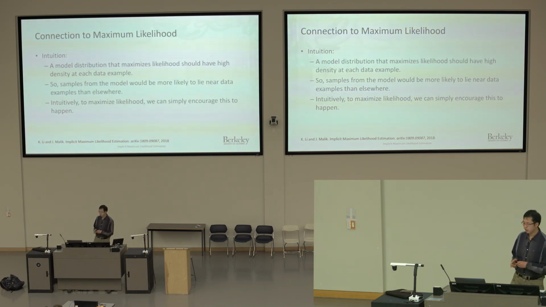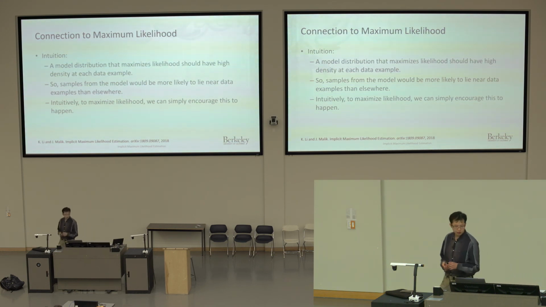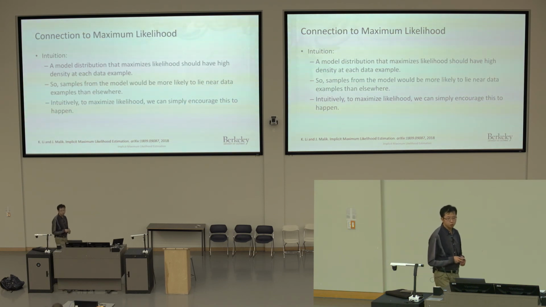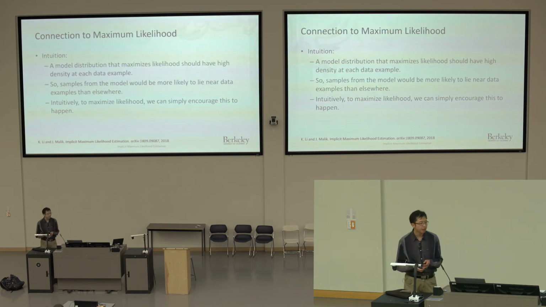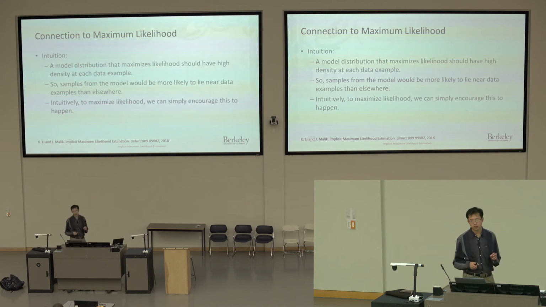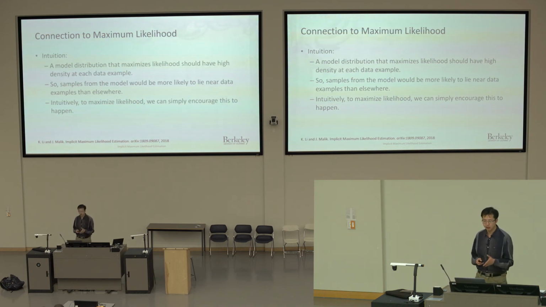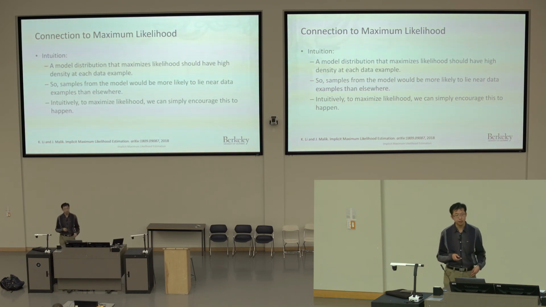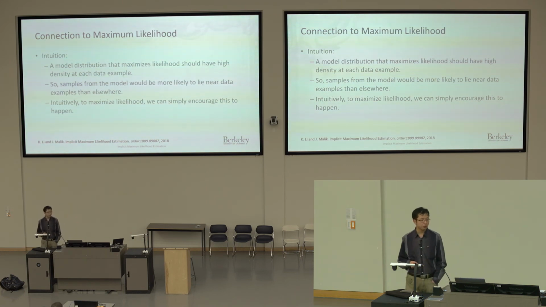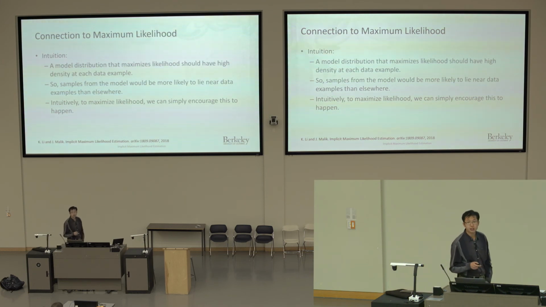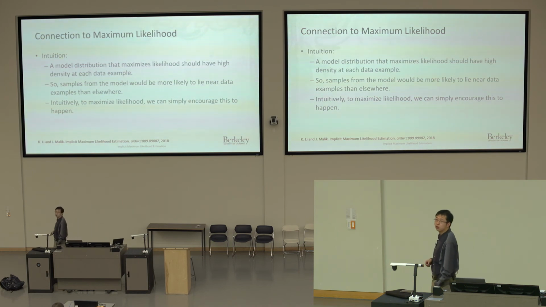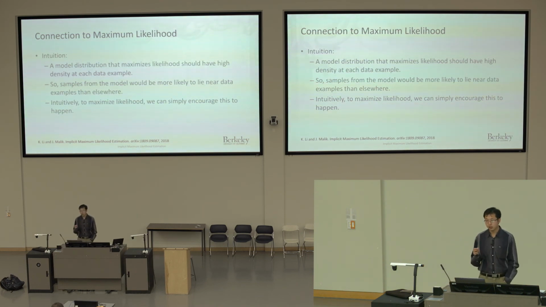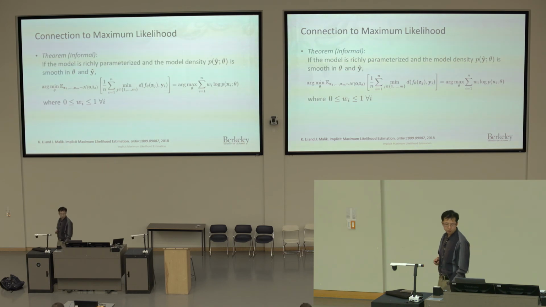Okay, so what is the connection to maximum likelihood? This is a very rough intuition. If you think about a model distribution that actually maximizes likelihood, then it should have high density at each of the data examples, as I've shown before, because you want to make sure that all the different data examples in the data set are actually covered. They have high density. And so if you were to sample from the model, then the sample is going to be more likely to lie near a data point than elsewhere. So intuitively, for maximum likelihood, we simply want to make sure that this actually happens. We want to make sure that at every data point, we have some nearby generated sample.